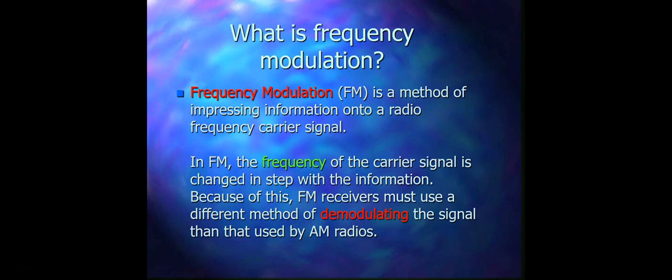newborns. Let's read further. It says in FM, the frequency of the carrier signal is changed in steps with the information. And because of this, FM receivers must use a different method of demodulating the signal than that used by AM radios. So you know that in frequency modulation, the frequency of the carrier signal is changed, which is different compared to amplitude modulation, where the amplitude of the carrier signal was changed. So here the demodulating techniques are going to be different than the AM demodulating techniques, because here we are changing the frequency, not the amplitude.